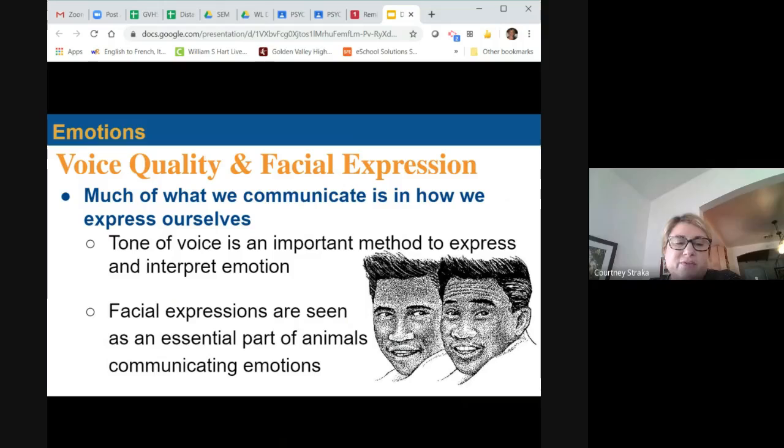Facial expressions, however, are going to be something that we're going to see not just in humans, but it's an essential part of how animals communicate emotions. What about body language? Oh, we're getting there in just a second.